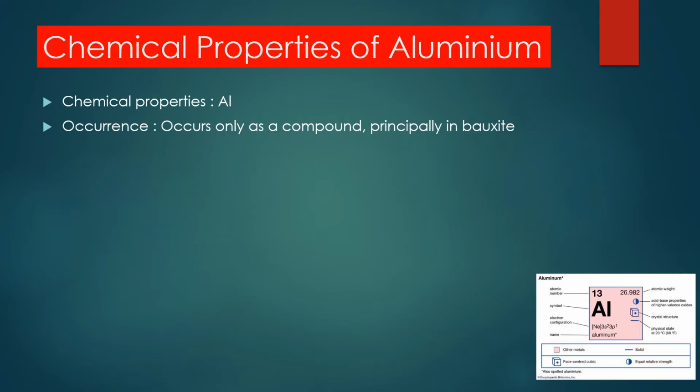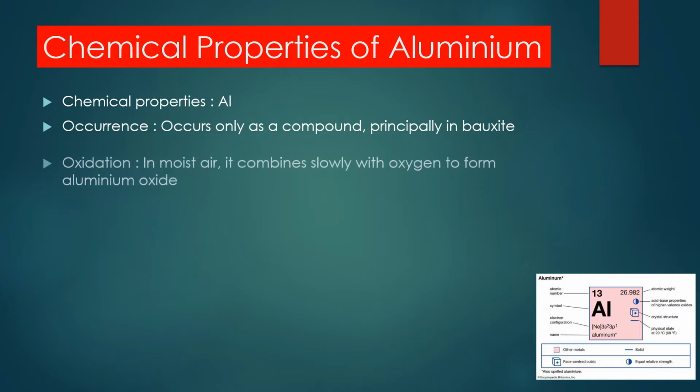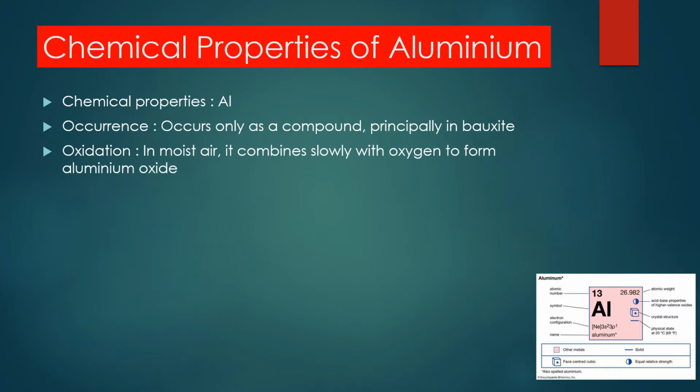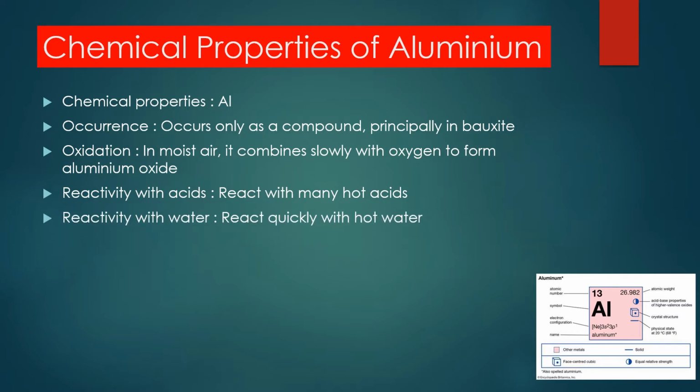The occurrence: it occurs only as a compound, principally in bauxite. The oxidation: mostly in moist air, it combines slowly with oxygen to form aluminium oxide. Reactivity with acid: it reacts with many hot acids. For the water, it reacts quickly with hot water.